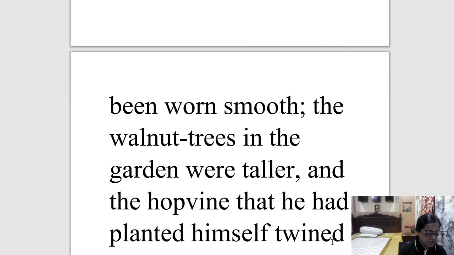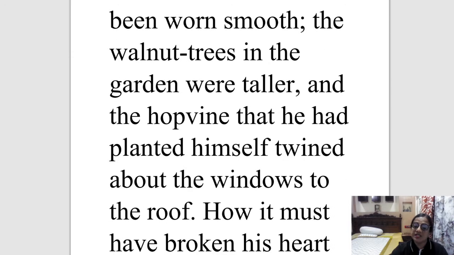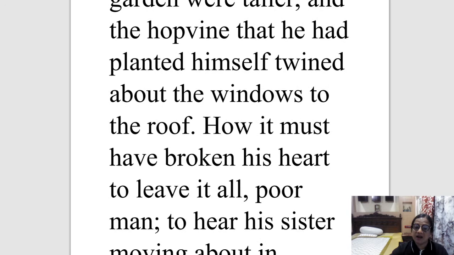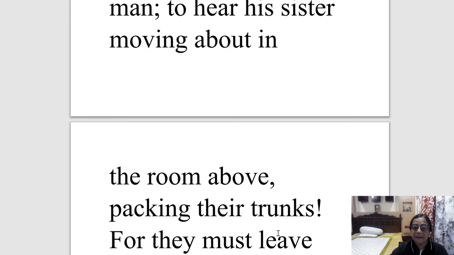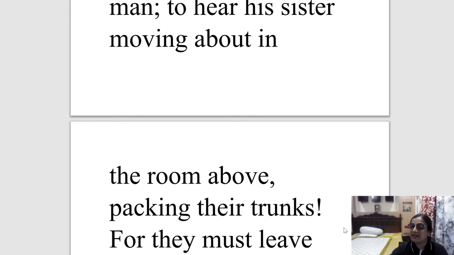The hop vine which he had in front of him, that he had planted himself, twined about the windows. So the vine, that is the creepers, also twined, that is, it went on creeping in the wind, grew longer and longer. To the roof it went. How it must have broken his heart to leave it all. Poor man, to hear his sister moving about in the room above packing their trunks.